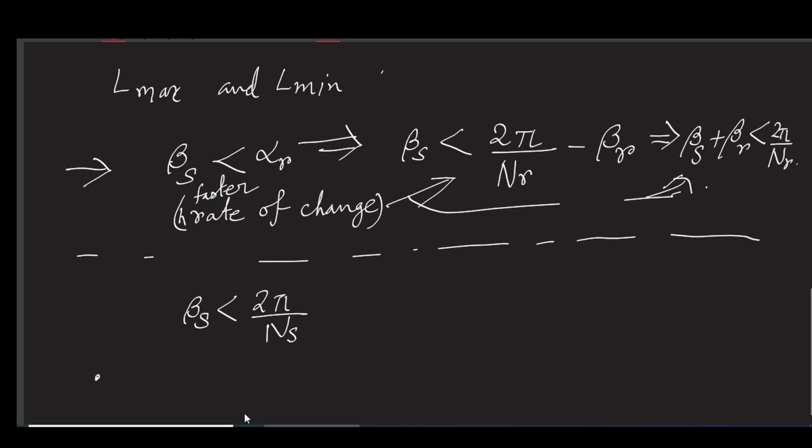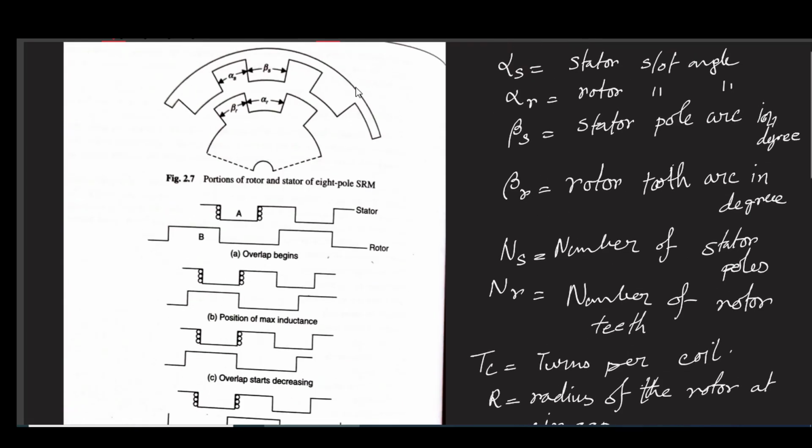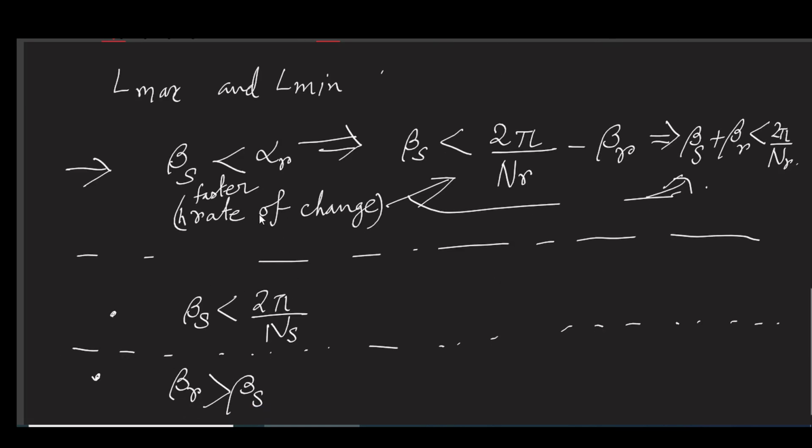Another thing which is required, to avoid negative torque production, there must be a dwell period during which inductance is maximum, and to meet this requirement we need Br greater than Bs. That means the rotor tooth arc should be greater than the stator pole arc. Once again, let us visit this diagram to understand this. So Br greater than Bs, right? And also you need to take care that Bs plus Br must be less than this value.